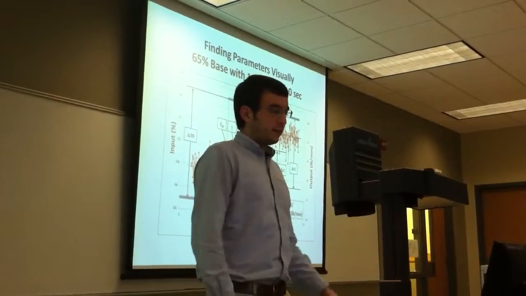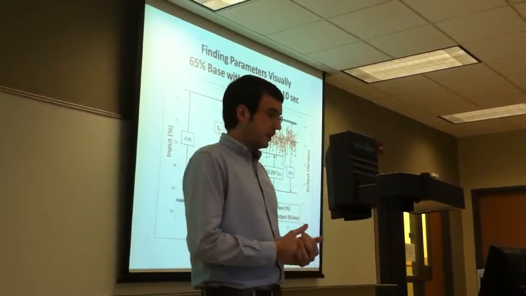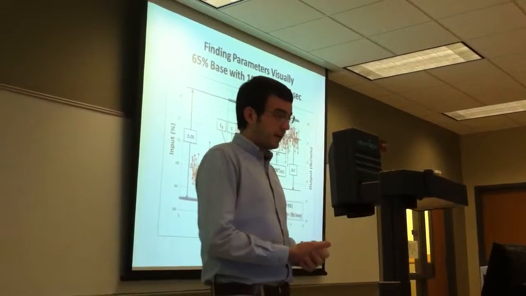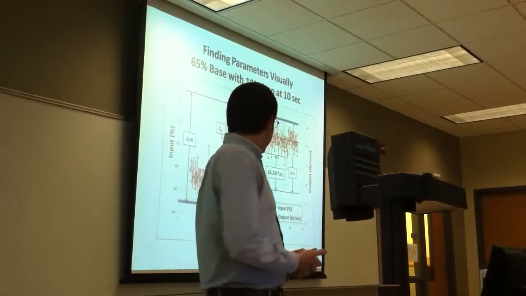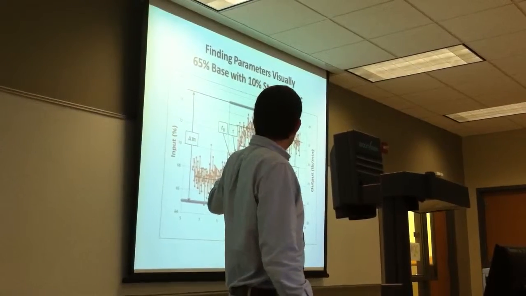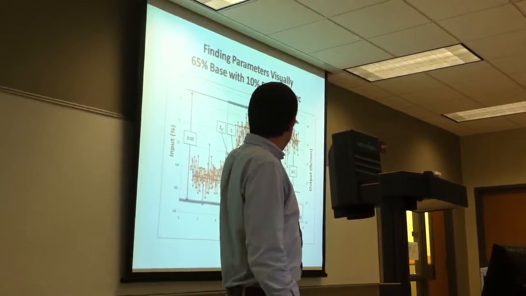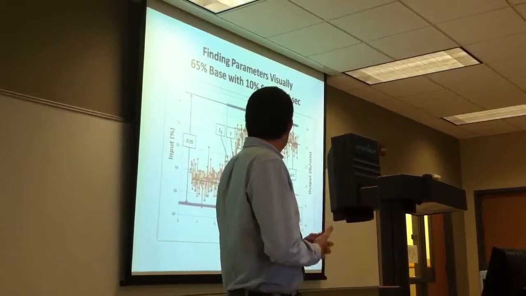This is an example of finding the values visually. It's a 65% input base with a 10% step. It occurs at 10 seconds. Delta M is the change in the input. Delta C is the change between the two steady-state output regions.